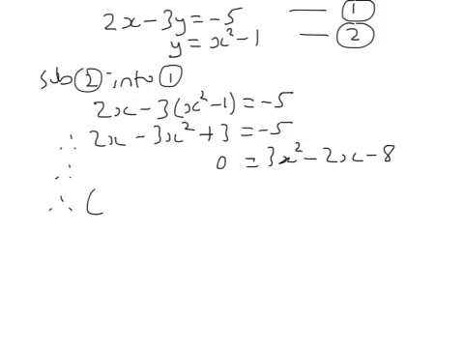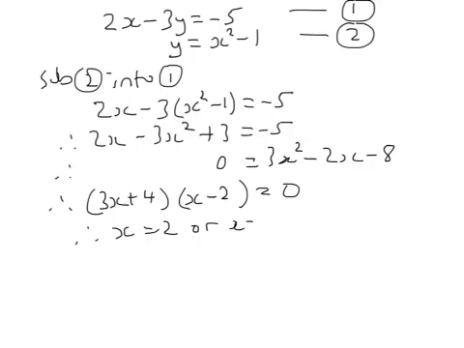Need to solve this by factorising. It's going to be 3x and x, I think it's going to be minus 2 and plus 4. Therefore x equals 2, or x equals minus 4/3.